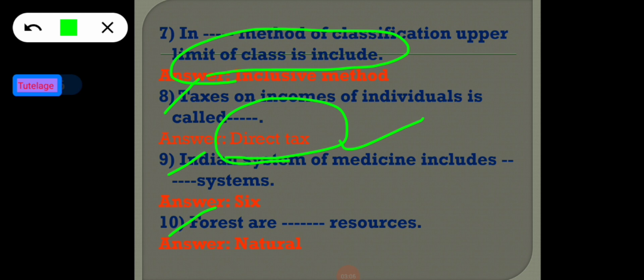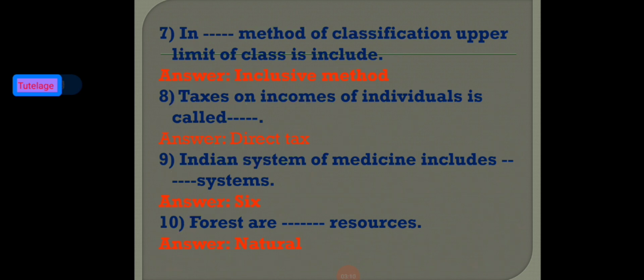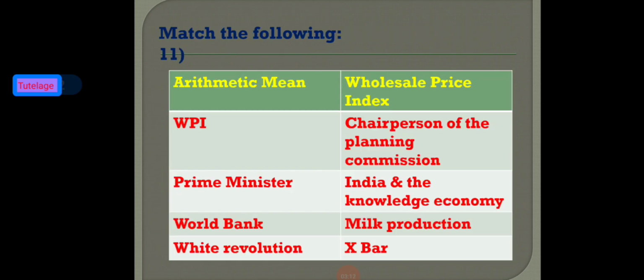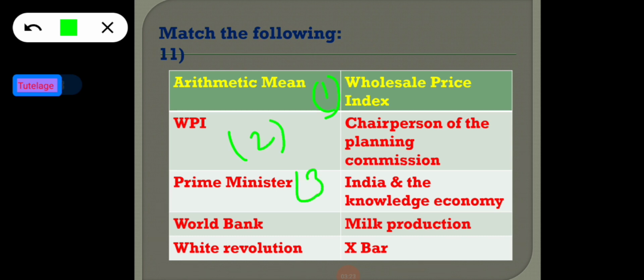Obviously, forests are natural resources. I think this is clear. So now move on to the next slide. Here is the match the following types question. This is number 1, this is 2, this is 3, this 4 and this 5.